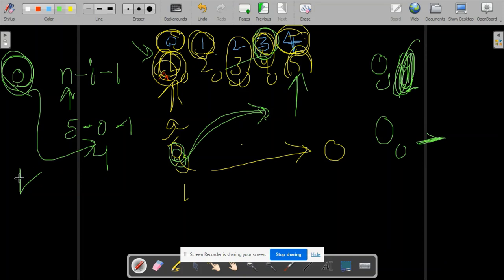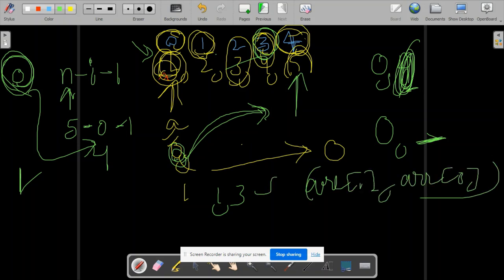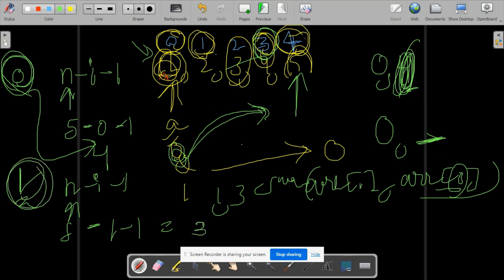How can you obtain this third index using 1? Because you have to swap 1 with 3, right? The value at index number 1, you have to swap this value with 3, right? So how will you obtain 3 from this 1? Same formula, n minus i minus 1, where n is 5, i is 1. What is this? 5 minus 1 minus 1, 5 minus 2. This is 3. It means you obtained 3 from this 1.